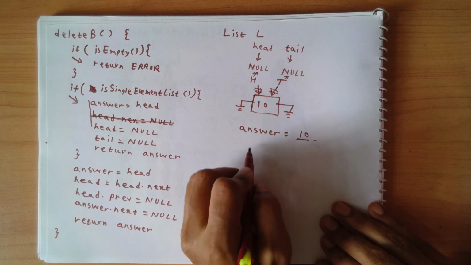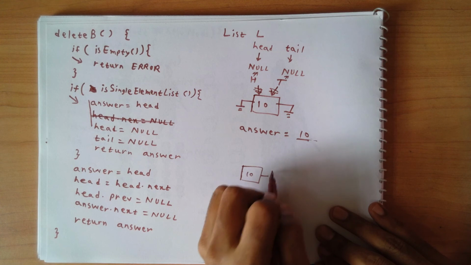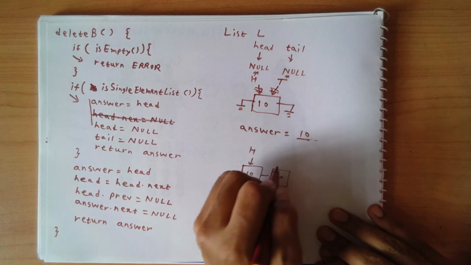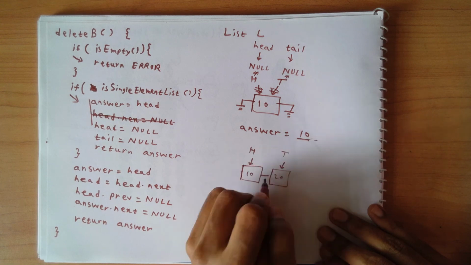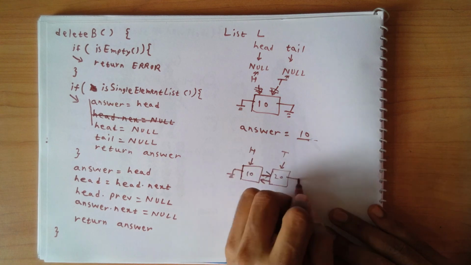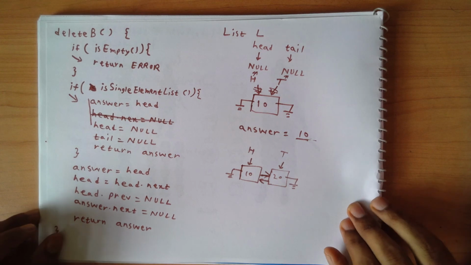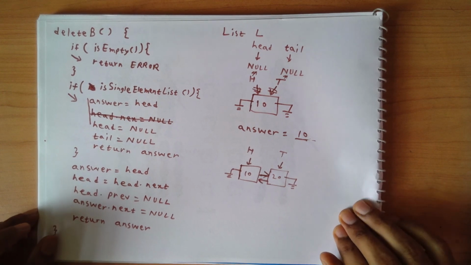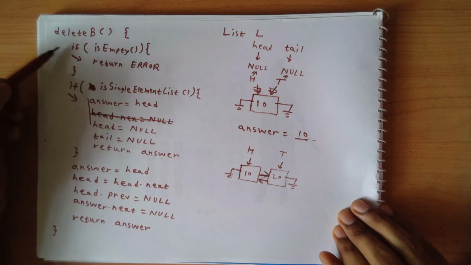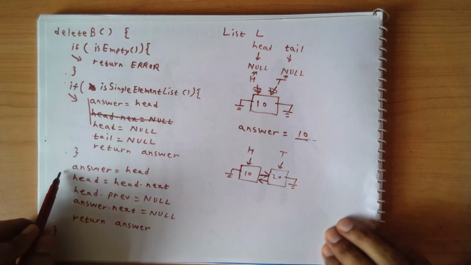And now let's have a case where we have more than one element. So let's say I have 10, then I have 20, and this is where my head is, this is where my tail is, and because this is a doubly linked list, I have previous and next pointers. So previous here is null, next here is null. Okay, and let's see what we have to do in this case. So I delete an element from the beginning. So is it empty? No. Is it a single element list? No. So all these parts will be skipped and I'll come directly here.